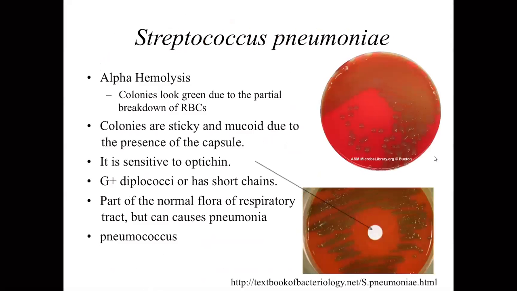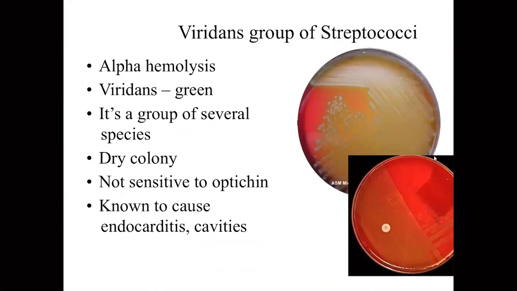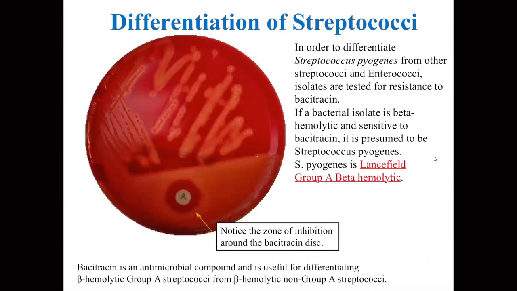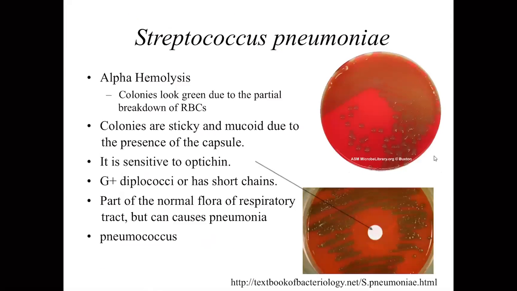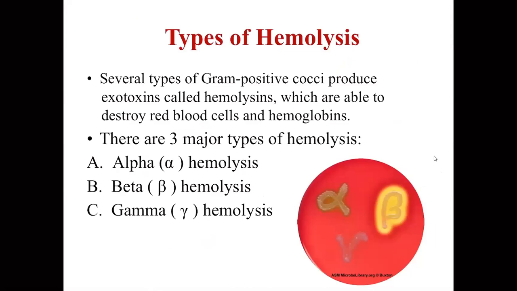Let me go over here and show you the hemolysis. There are 3 different kinds of hemolysis that they use: alpha, and I'll post this, beta, and gamma. All it is, is that the different organisms break down the hemoglobin in the blood in different ways. Some of them break it down completely, some of them don't break it down, and some of them break it down a little bit.